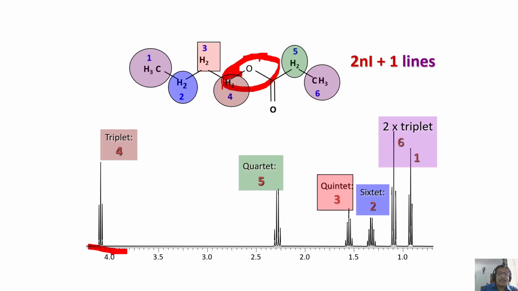And this CH2 is standing alone, coupled to this. No other coupling, so it has to be CH2. And further it is attached to oxygen, so it has to come downfield. That way, you can start making the assignments of the spectrum. I hope you all have understood how to make the assignment.